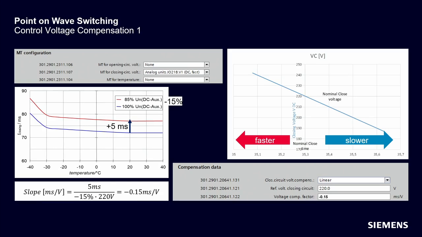In this case, the delta time is 5 milliseconds, as you can see on the graph. So 5 milliseconds divided by 15%, the difference of 100% and 85%, multiplied by 220 volts, gives us minus 0.15 millisecond per volt. This can be entered as voltage compensation factor under parameter number 122.